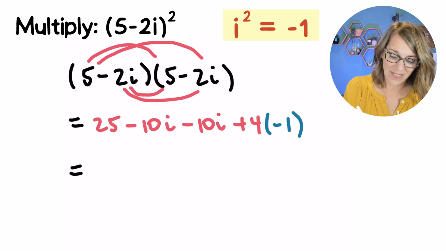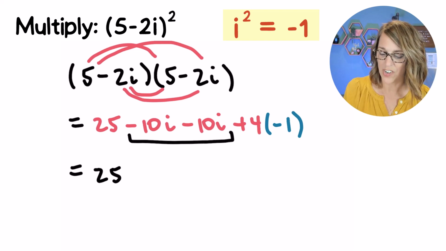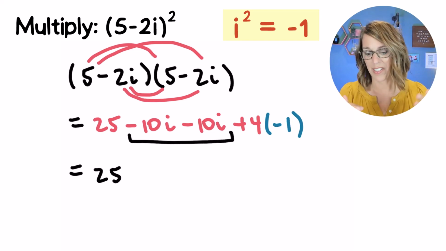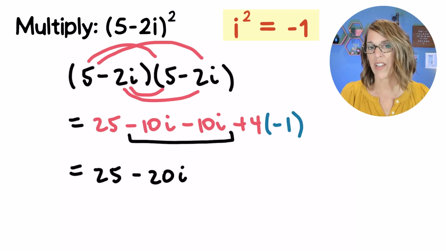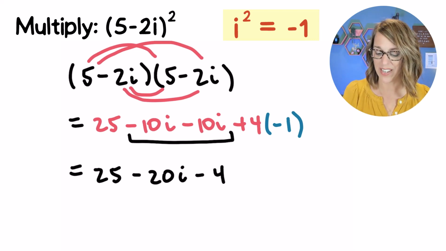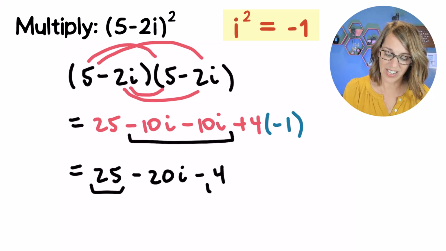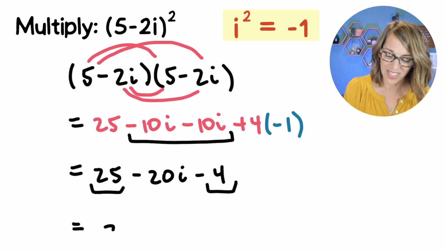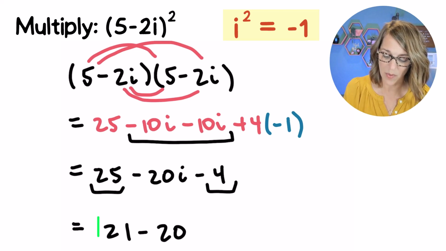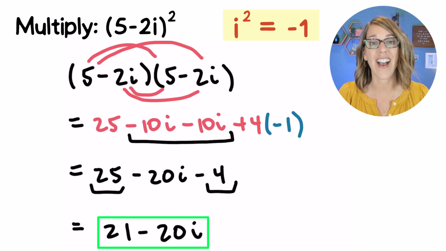So where does this leave us? I've got a 25. I can go ahead and combine my imaginary parts. So negative 10i minus another 10i, that's minus 20i. And then multiplying 4 times negative 1, that's going to be a negative 4. Finally, I can combine my real parts together, and putting this into standard form, I get 21 minus 20i.